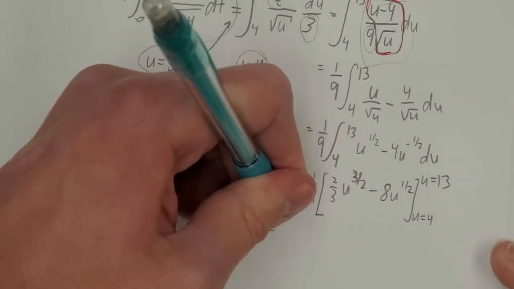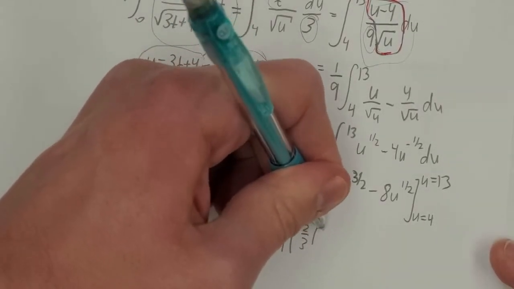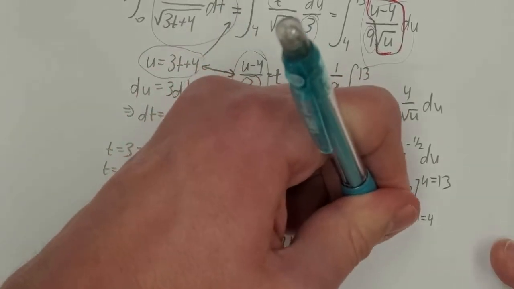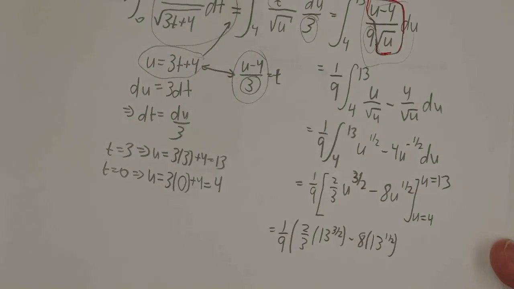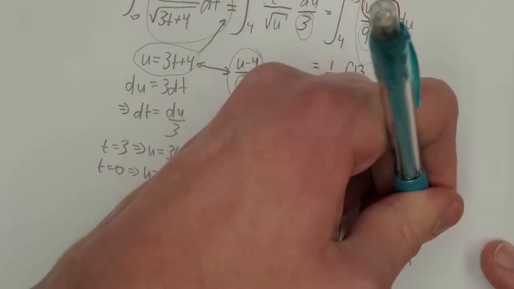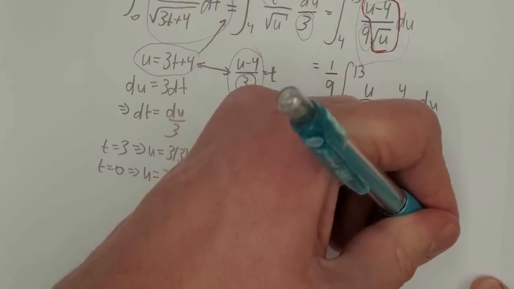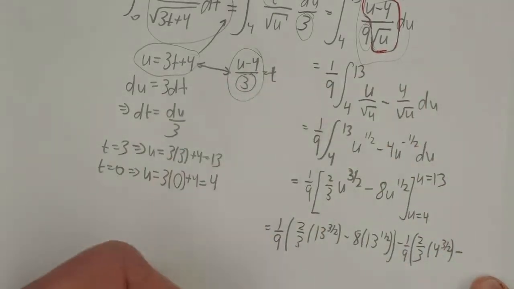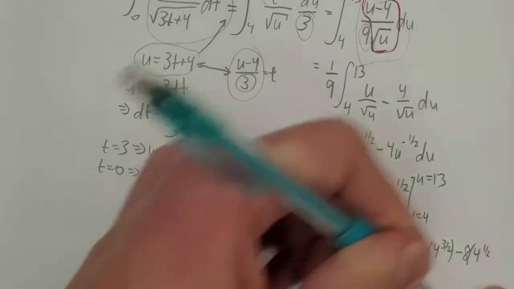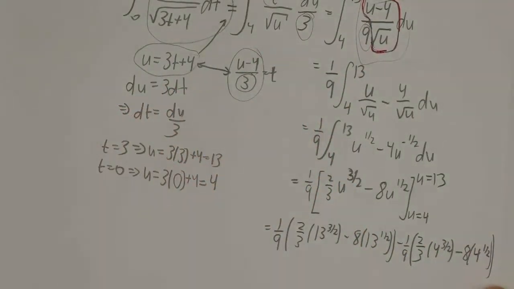So here we have 1/9 times 2/3 times 13 to the 3/2 minus 8 times 13 to the 1/2, and then minus 1/9 times, well, do the same thing with the lower bound. So in this case, we have 2/3 times 4 to the 3/2 minus 8 times 4 to the 1/2. So that, and then, okay, good.